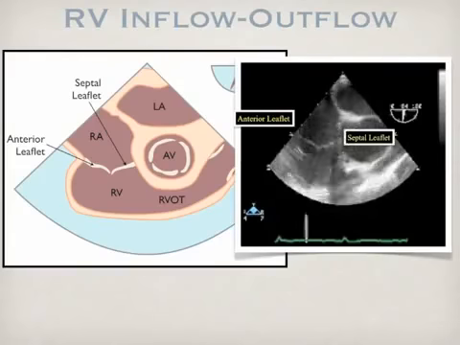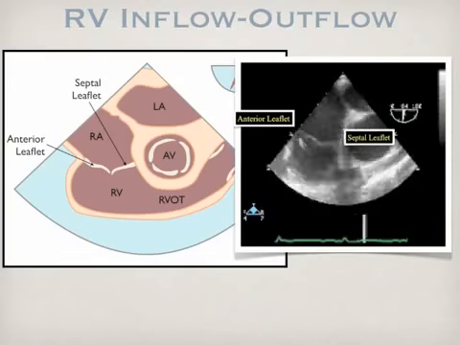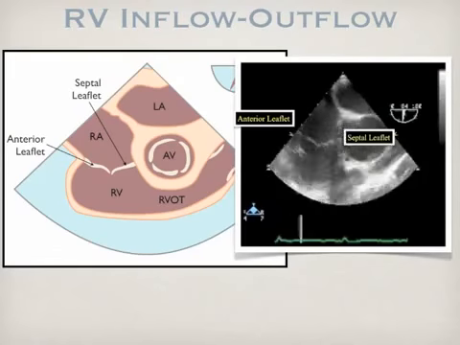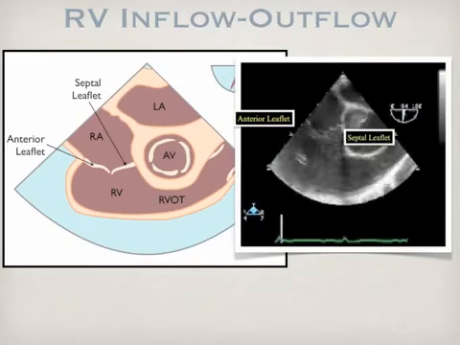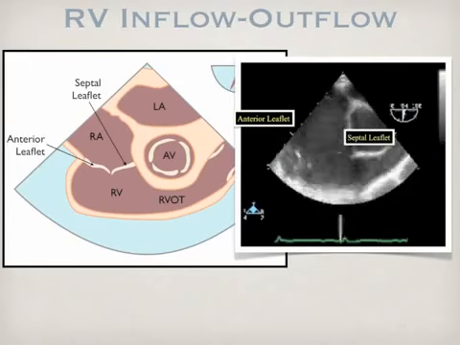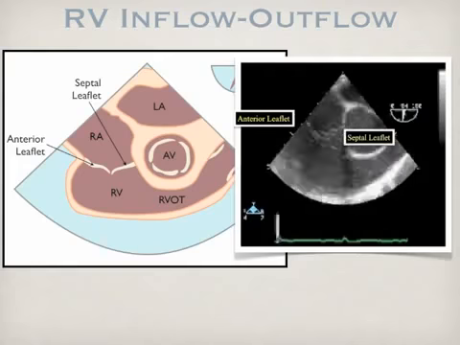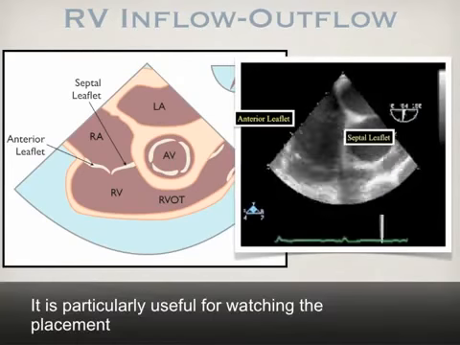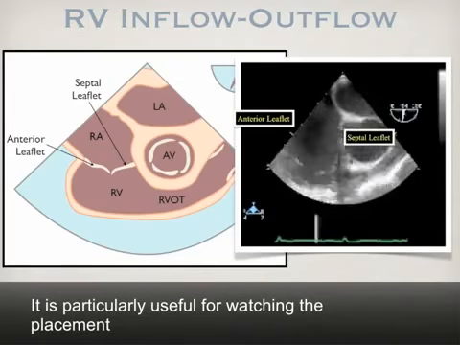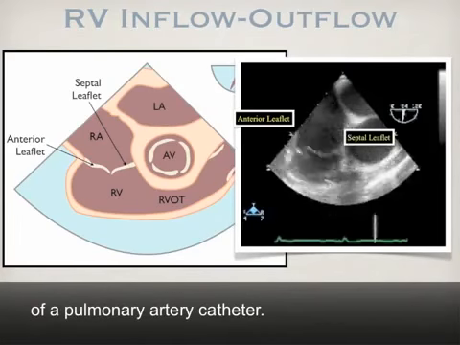The RV inflow-outflow view is shown in schematic at the left of the screen. It is so called because you can identify the path of blood flow from the right atrium through the right ventricle and into the right ventricular outflow tract in the same view. It is particularly useful for watching the placement of a pulmonary artery catheter.